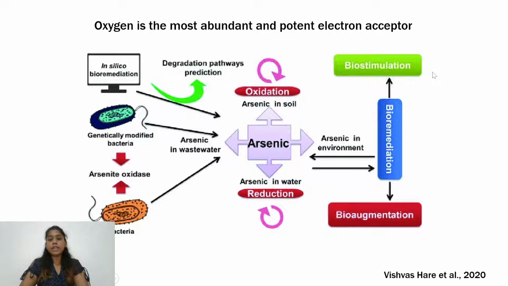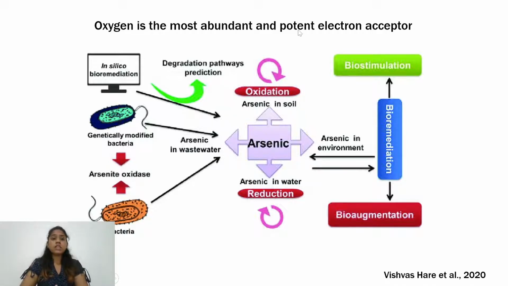However, biostimulation is just stimulating whatever is already existing in the soil. The native indigenous microbe is just stimulated by providing the right electron sources or nutrients, so that that microbe will now act on arsenic or whatever the target compound is, and convert it into a harmless product.